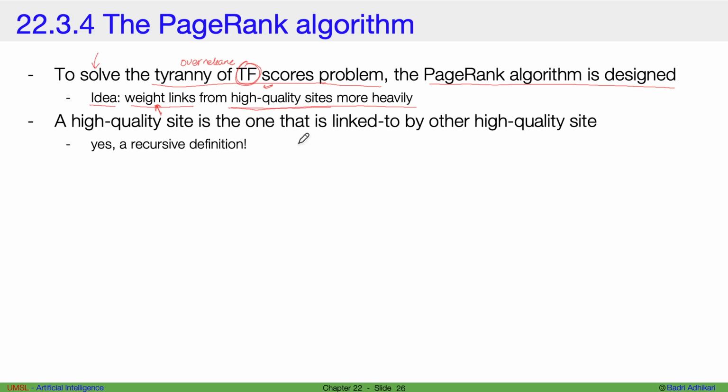So then the question is, what is a high quality site? How do we measure that, right? What is a high quality site? The answer is, a high quality site is one that is linked to by another high quality site. It's a very funny definition, but it's a recursive definition. That is, something that drives the quality of a web page is the quality of the pages that link to it.